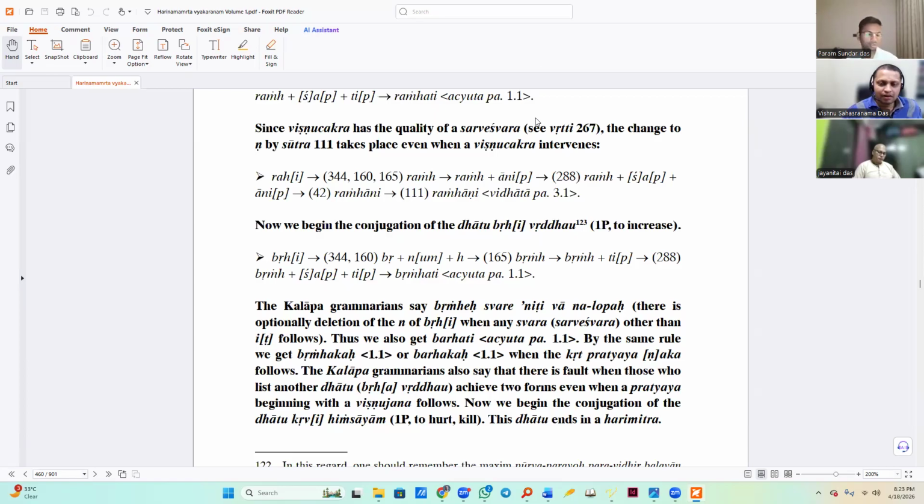So the shloka begins with bhwadadadi. If you want, you can also memorize it. It's easy to know all the 10 ganas just by one shloka. I can type it in the chat box.